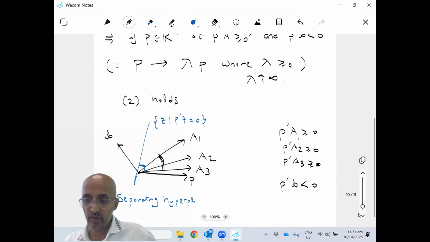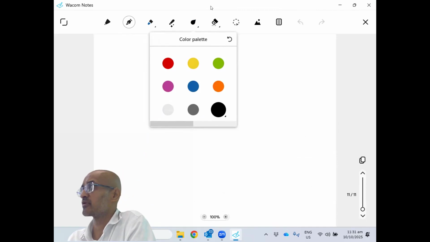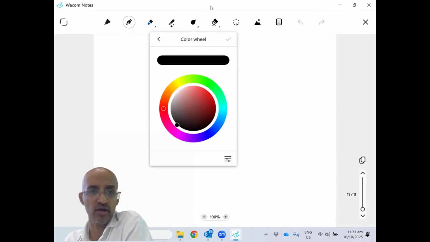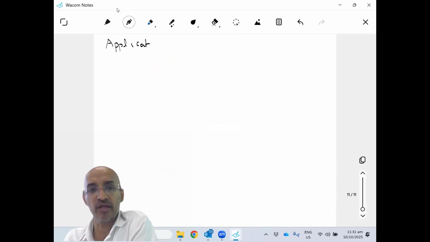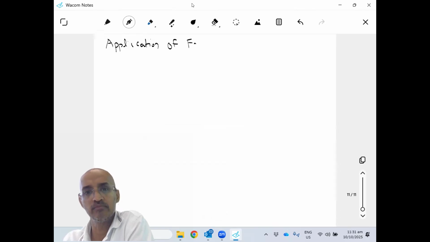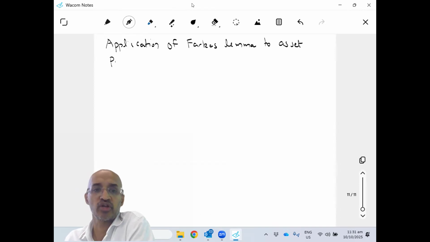Okay. So let me show you one quick application of this. Am I going too fast or is the pace okay? Okay. So let me show you one application of this result quickly. Application of Farkas lemma to asset pricing. Again, I'm just going to give you a taster of how you can use this. You can spend a lot more time studying this, but I'll try to give you an idea of how you can use this for asset pricing.